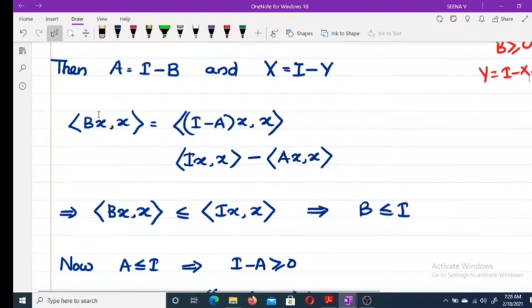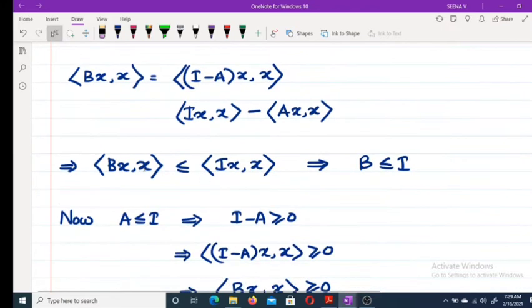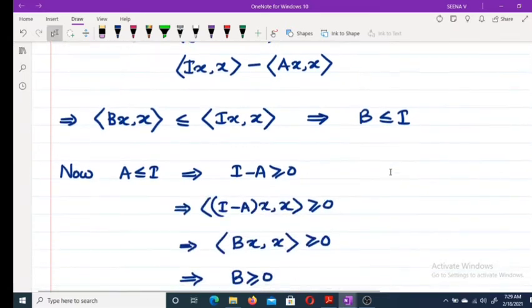Therefore, the inner product of Bx, x is less than or equal to the inner product of Ix, x. Once again, the inner product Bx, x is obtained from the inner product Ix, x by subtracting the inner product Ax, x. That means this quantity is clearly less than or equal to the inner product Ix, x. Therefore, we get B less than or equal to I. Thus, we get 0 less than or equal to B less than or equal to I.